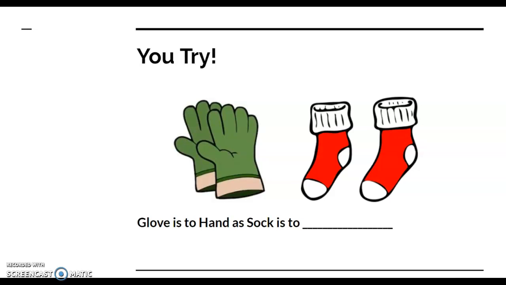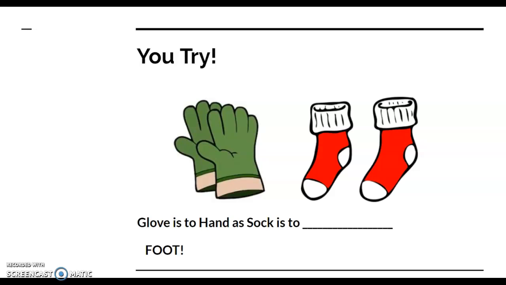All right, we're going to do this one, and I'm going to give you a little bit more time to think of it on your own. So you finish the sentence. Glove is to hand as sock is to what? Think about it. That's right, foot. Because you wear your gloves on your what? Your hands. And your socks you wear on your feet.